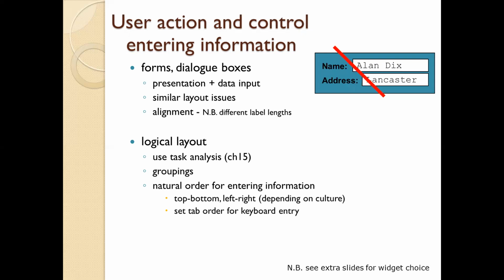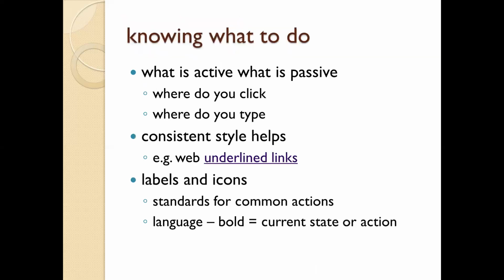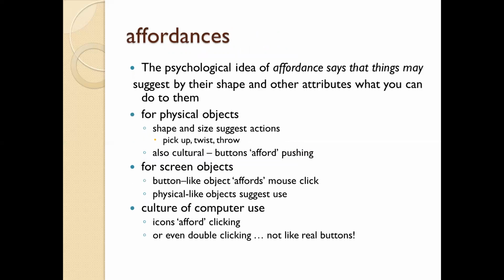So, name, Alan Dix. So what is wrong? That is wrong actually. Name, Alan Dix, address, Lancaster. So why is there a difference? Knowing what to do: what is active, what is passive, where did you click, what do you type. Consistent style helps. Example: web underlined links, labels and icons, standards for common actions, language, bold for current state or action, affordances.